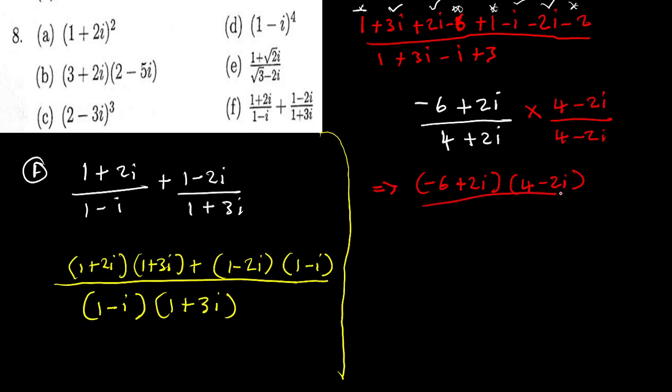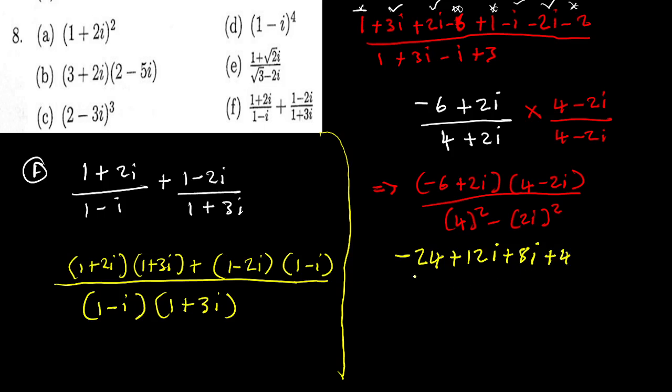So from here, the denominator is a difference of two squares, so you have 4 squared minus 2i squared. After you have that, you say negative 6 times 4 is negative 24, right? Then negative 6 times 2i is positive 12i. Then 2i times 4 is plus 8i. Then 2i squared, a negative times a negative, is positive 4.